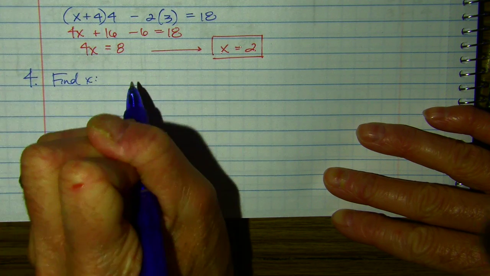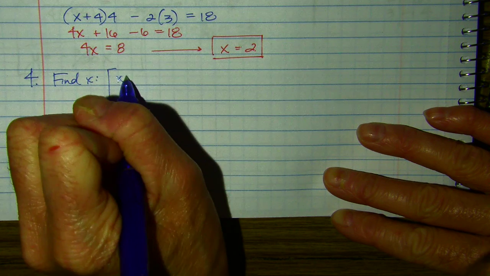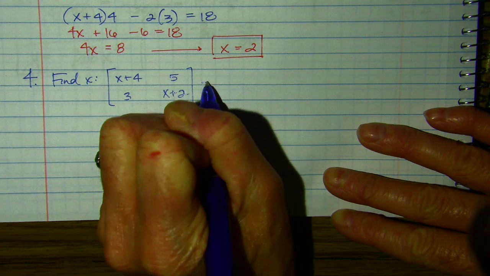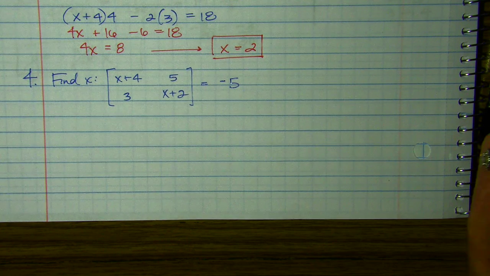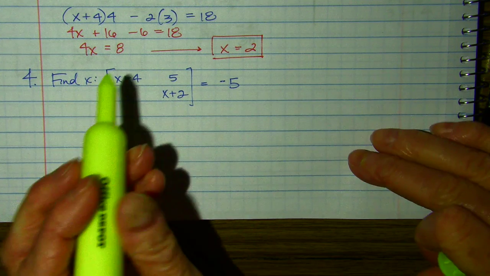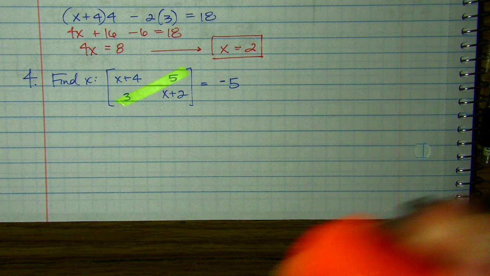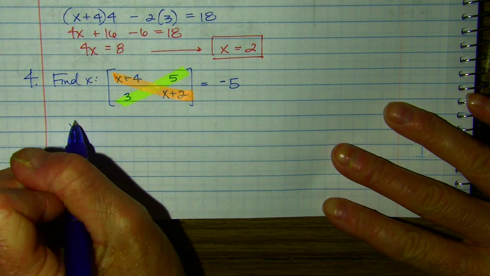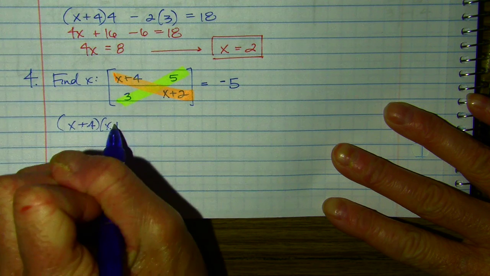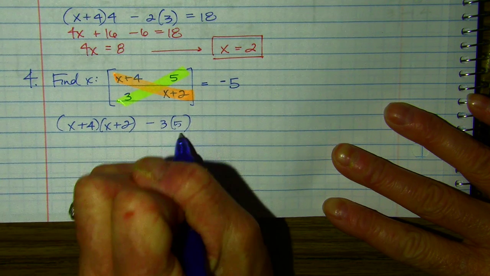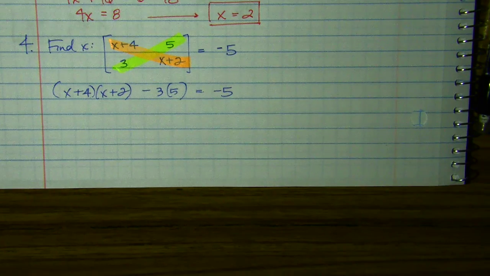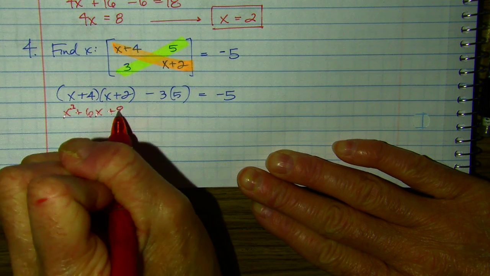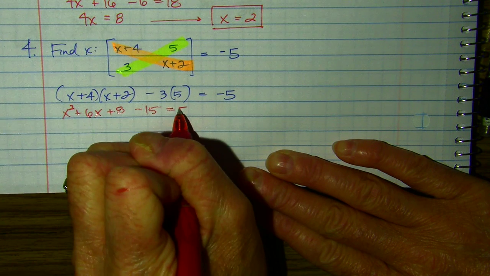Find x in the following. x plus 4 again over 3, and 5 and x plus 2. And they're saying that this equals a negative 5. So again, I'm going to find the product of my diagonals and their difference. So if I was to set that up, that would be x plus 4 times x plus 2 minus 3 times 5 equals a negative 5. All right, so let's solve for x. So this would give me x squared plus 6x plus 8 minus 15 equals negative 5.